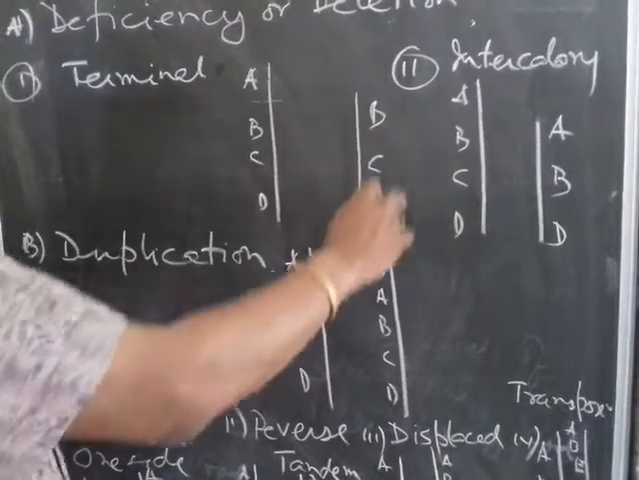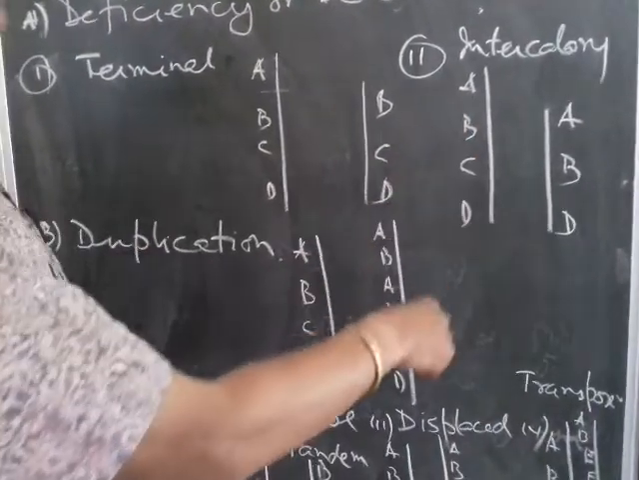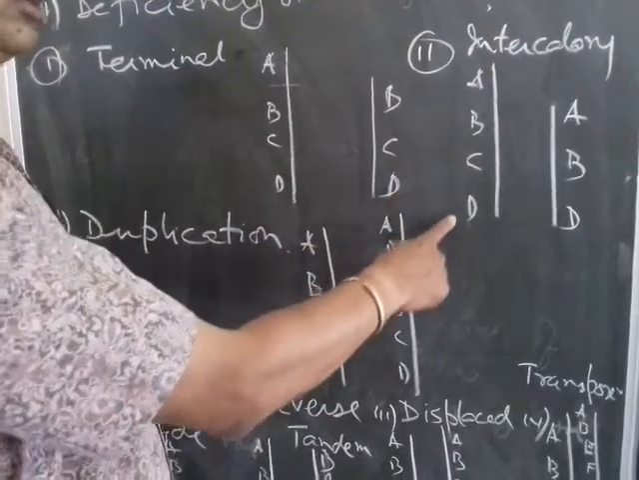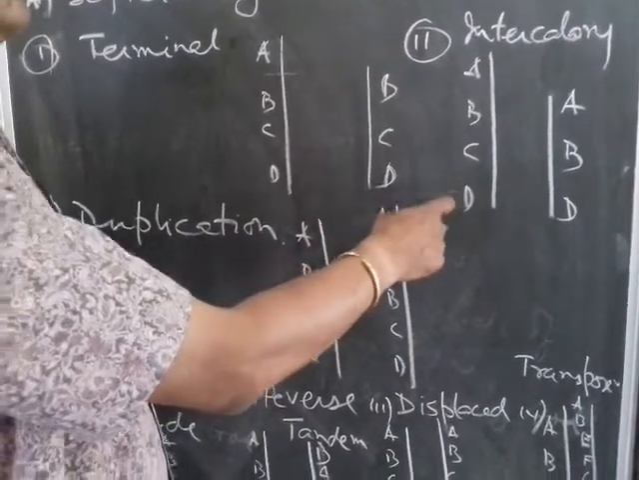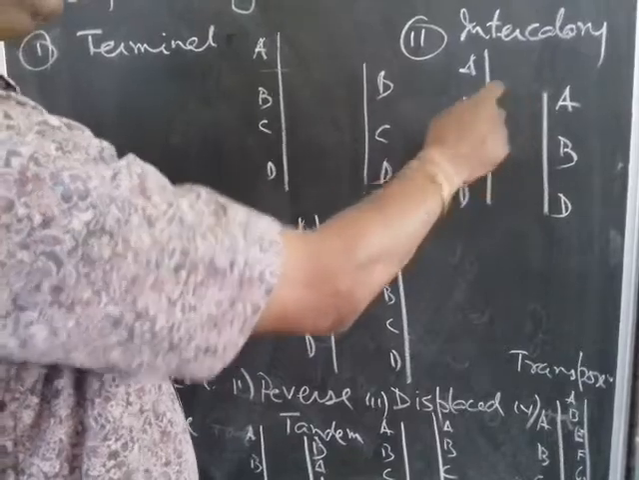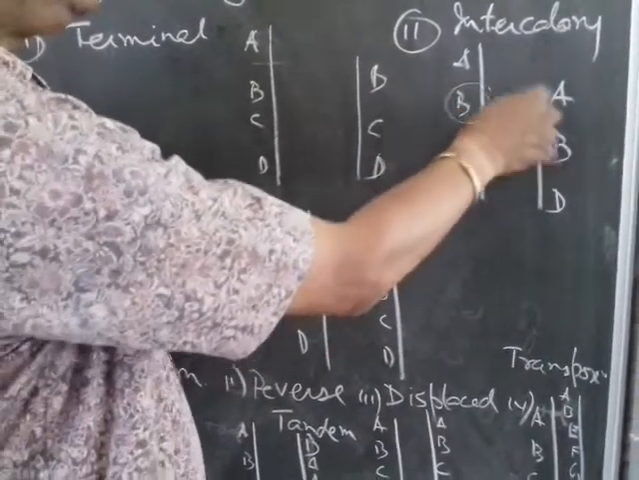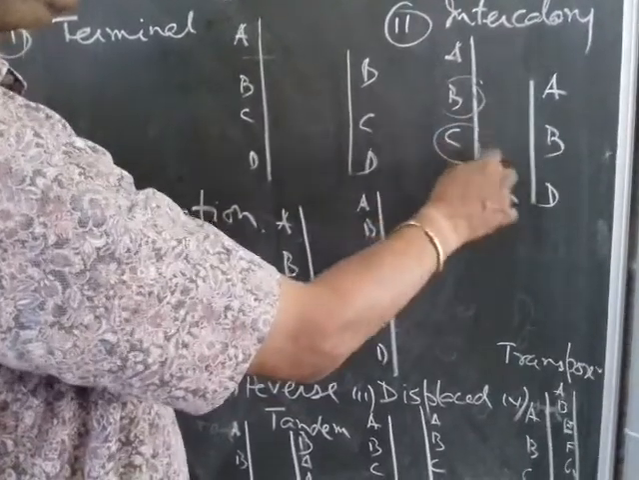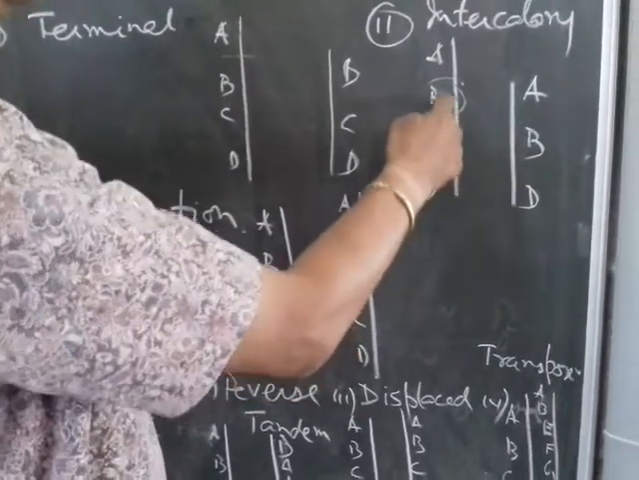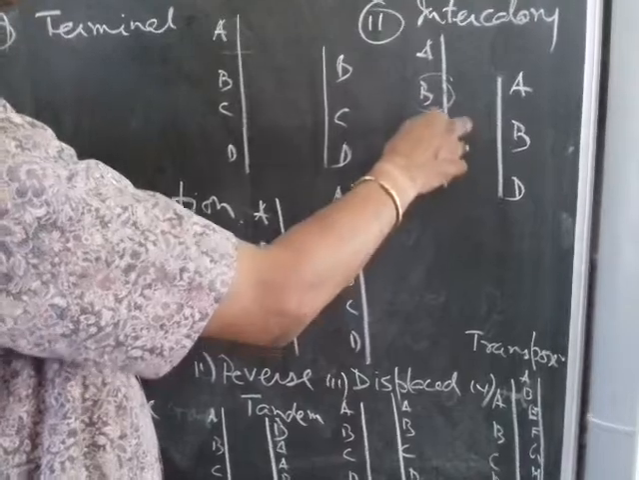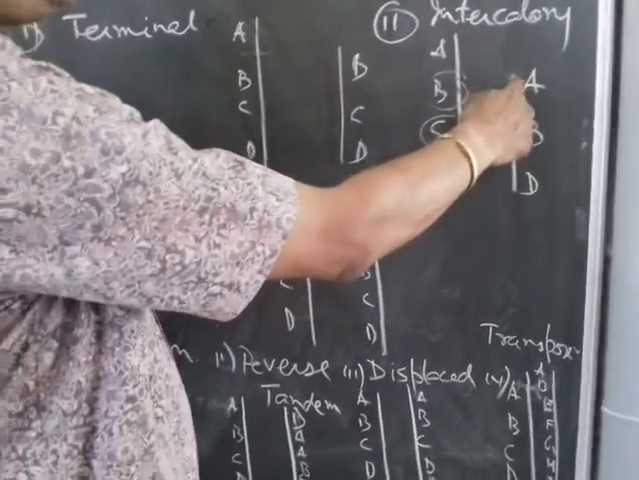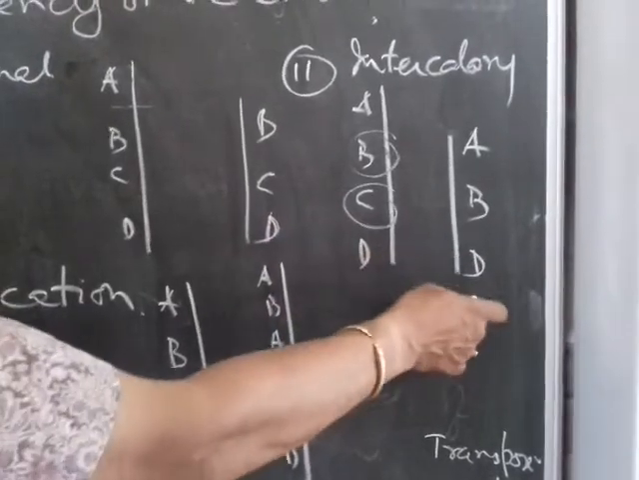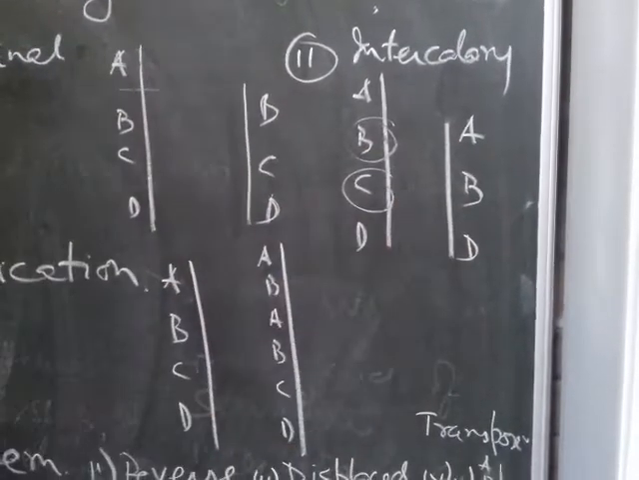The second is intercalary. If the gene or a set of genes is deleted from the middle portion of the chromosome. So this is the normal chromosome ABCD, and here we see that this C gene is deleted from the middle of the chromosome. That means the new set of genes will be ABD, which will be shorter than the original. So that's called intercalary, from the middle.